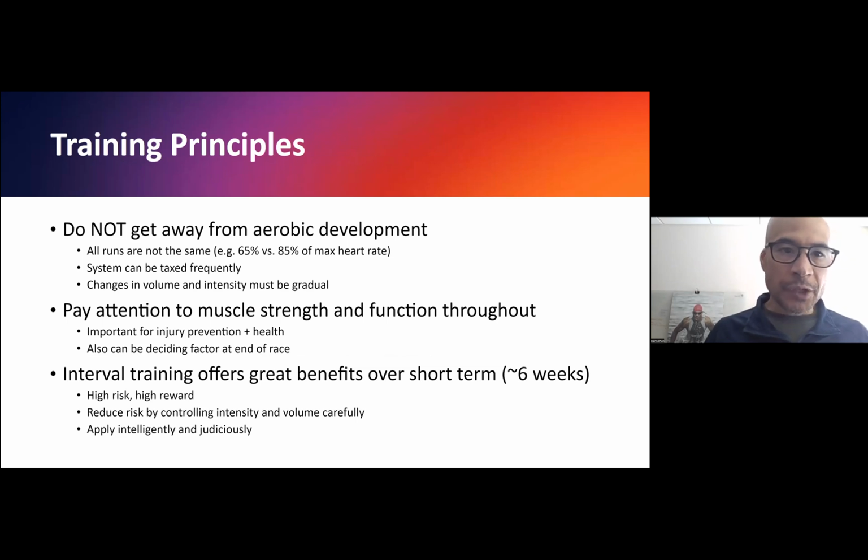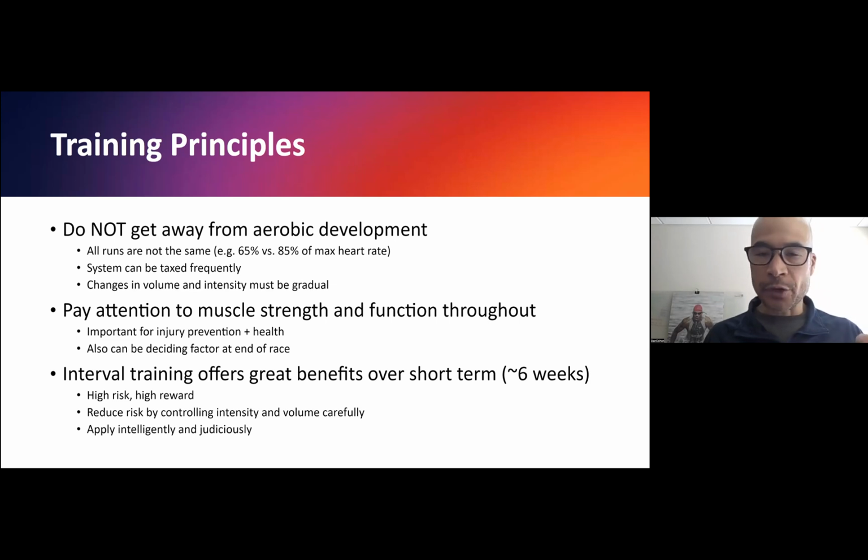So more specifically, training principles. The aerobic development, that is where you're going to get the most bang for your buck in terms of long distance running, really focusing on a heart rate of 65 to 85% of your max. That'll give you the right amount of stimulus to really enhance your ability to develop ATP effectively, utilizing fat as fuel.